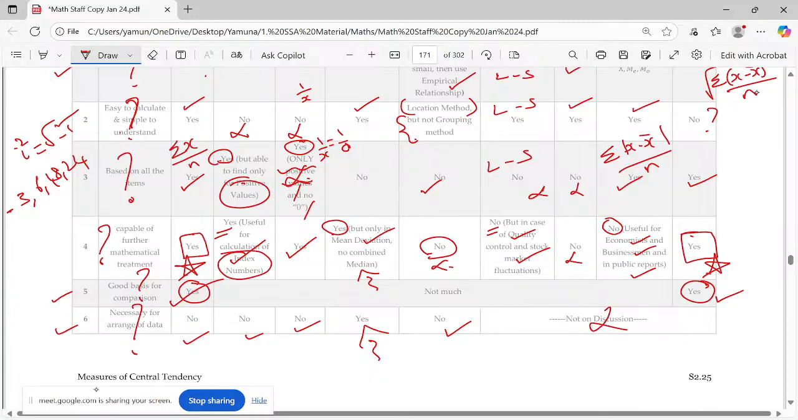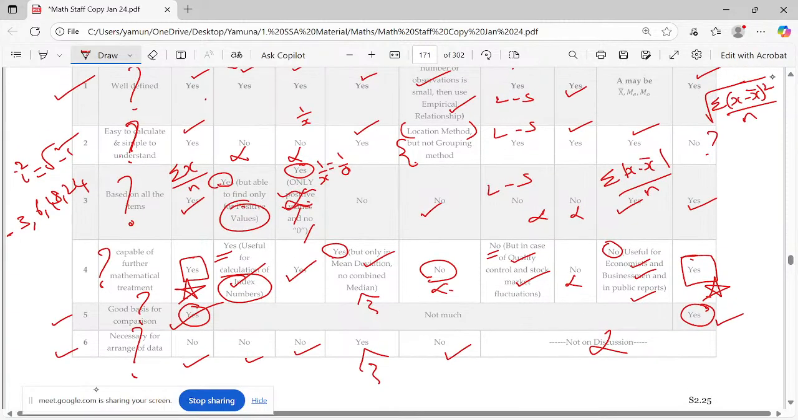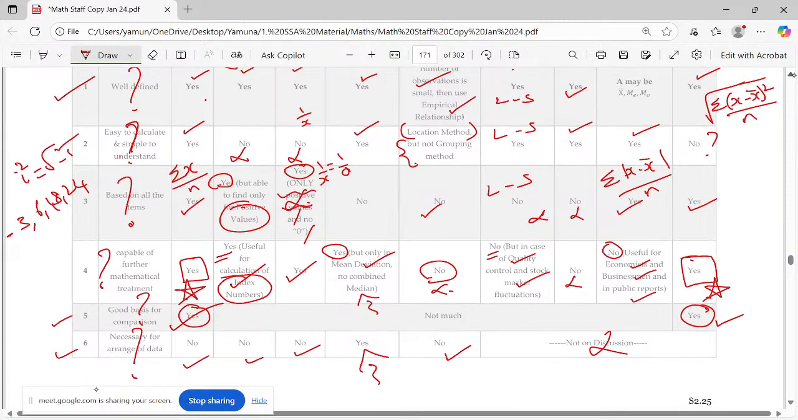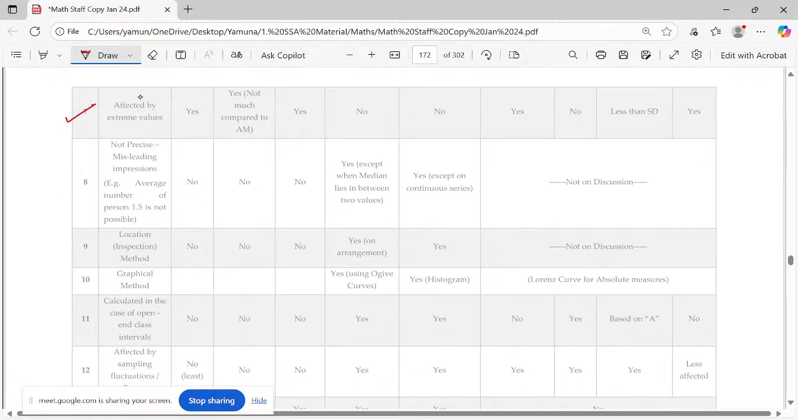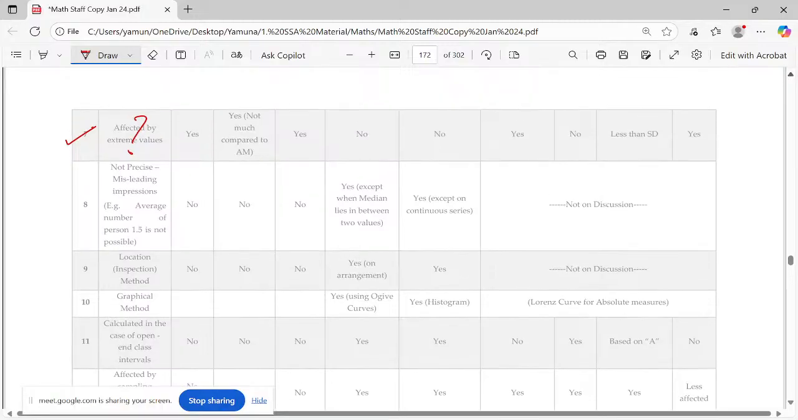So we have the six properties altogether. Totally 13. I have completed first six. You can please have a look here. Please try. Seventh point. Is it affected by extreme values? What do you mean by extreme values?